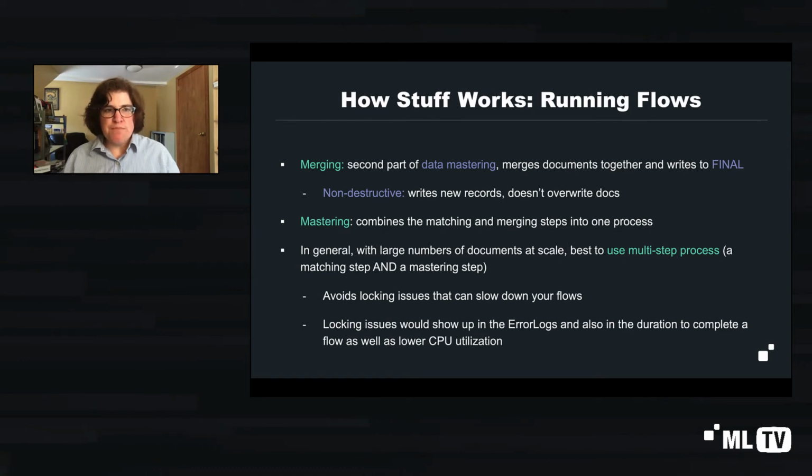There's also a step called mastering. It might be called smart mastering in the Data Hub 5.2. So what this is doing, this is combining the matching and the merging steps into one process. So if you're running with a large number of documents at scale, it's best not to use this kind of step. It's best to use the multi-step process, meaning you have a matching step and a mastering step, the two steps I described previously. The reason for this is if you have a large number of documents, you can run into potential locking issues with a single step, and that can really slow down your flows.